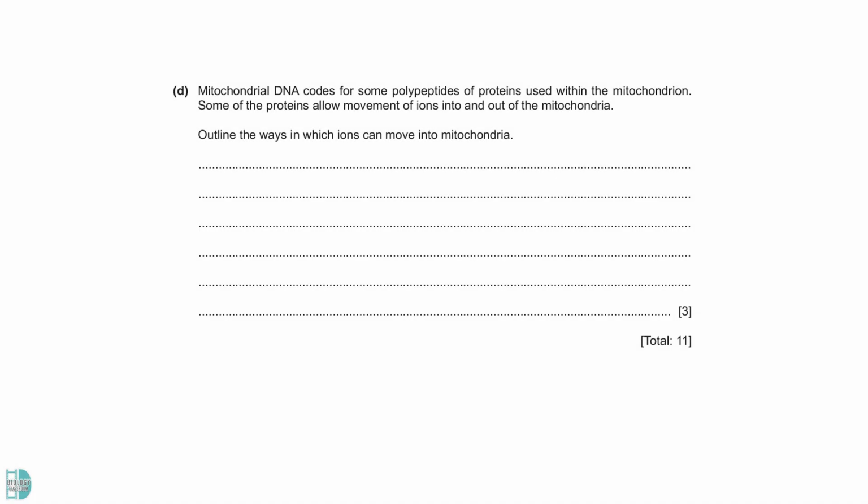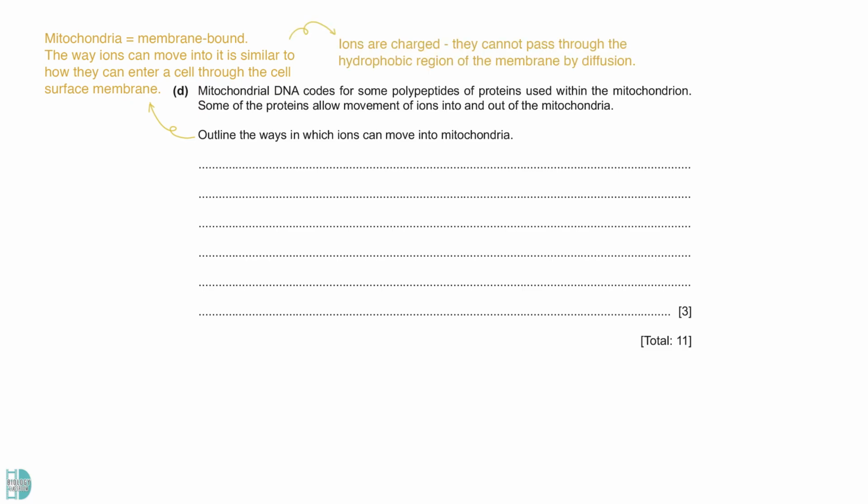D. Outline the ways in which ions can move into mitochondria. Mitochondria are membrane-bound organelles. The way ions can move into it is similar to how they can enter a cell through the cell surface membrane. Ions are charged, so they cannot pass through the hydrophobic region of the membrane by diffusion. They must move through by active transport or facilitated diffusion.